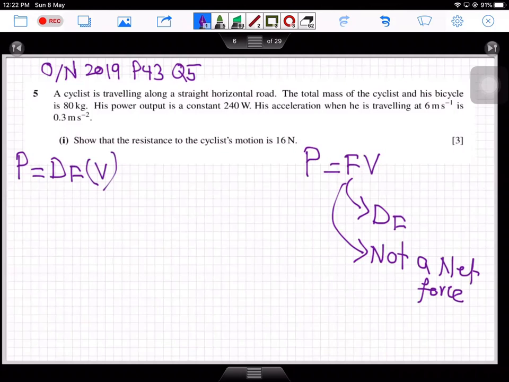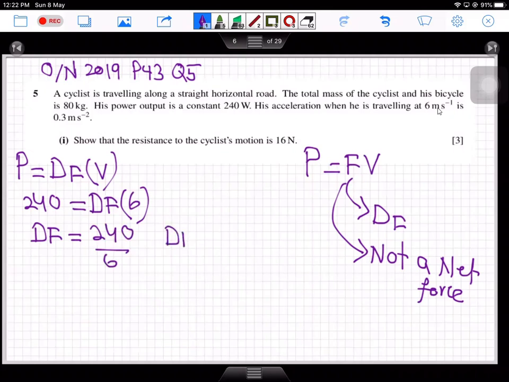Since I know the value of power, which is 240 watt, and the driving force is unknown right now, and the speed is 6 meter per second, we can say that driving force is equal to 240 divided by 6. The driving force is equal to 40 Newton. As simple as that.